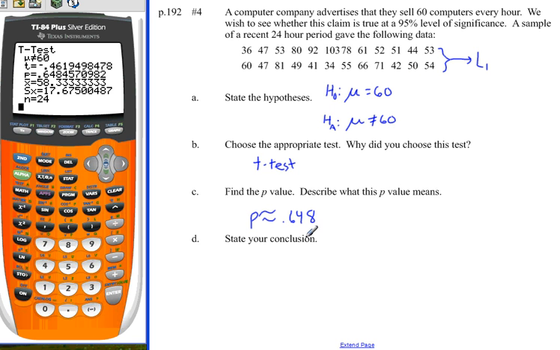Now this is a pretty high p-value. In fact, if this was lower than 0.05, we would reject the null hypothesis. It's not even close to 0.05, so our conclusion will be do not reject the null hypothesis. So based on the data we've collected, we think that the company's claim is pretty accurate, that the average number of computers they sell per hour is right around 60.